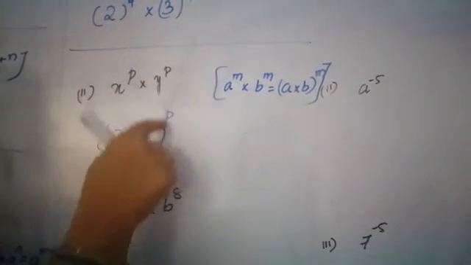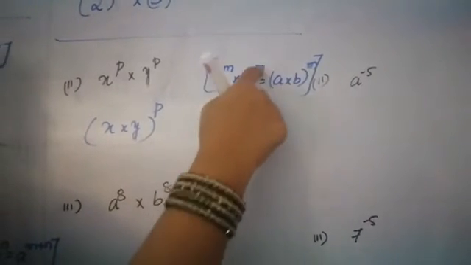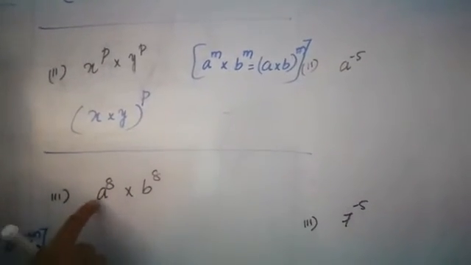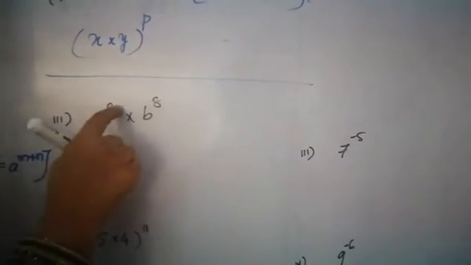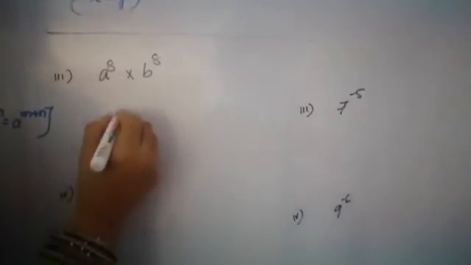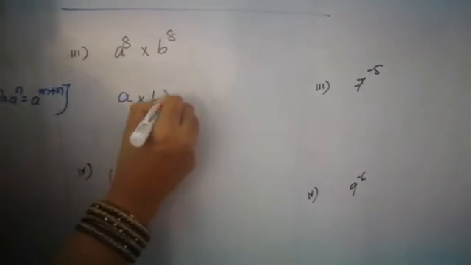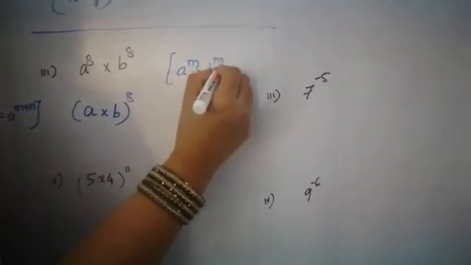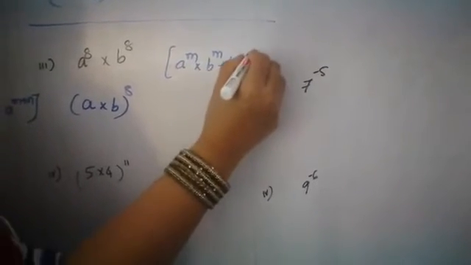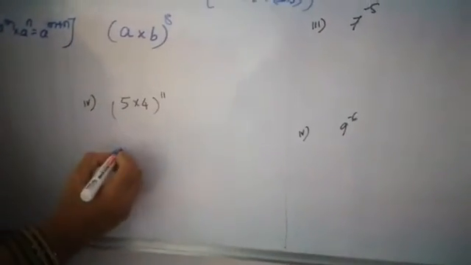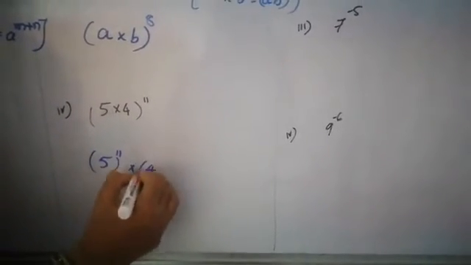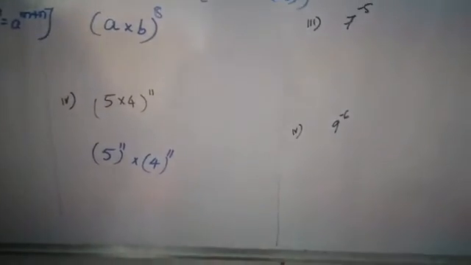Now, x into y whole to the power of p, that is a to the power of m into b to the power of m is equal to a into b whole to the power of m. Now, here a to the power of 8, b to the power of 8. Powers are same, isn't it? So, when powers are same, you can write a into b whole to the power of 8. How? a to the power of m into b to the power of m is equal to a into b whole to the power of m. You can write this, it is a law. Now, 5 into 4 whole to the power of 11. So, this power belongs to this base also, 5 to the power of 11 into 4 to the power of 11.